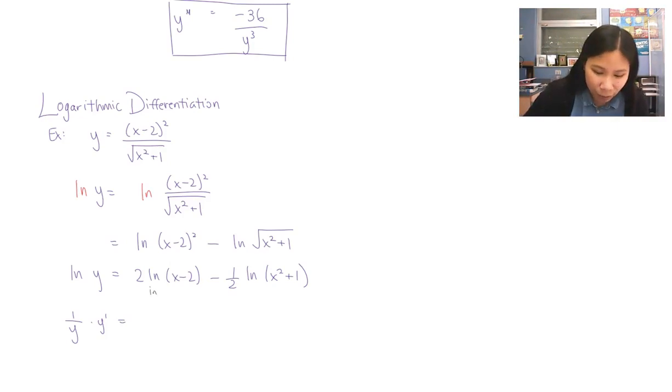This does require chain rule because I've got something on the inside of a parentheses. So my inside is going to be x minus 2. The outside would be the 2 natural log of stuff in the parentheses.